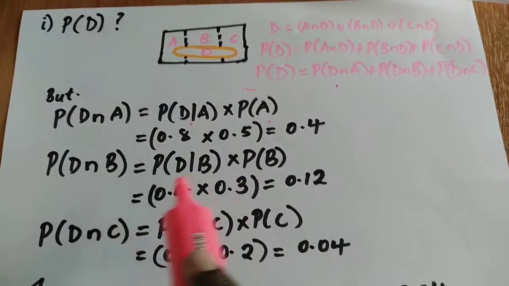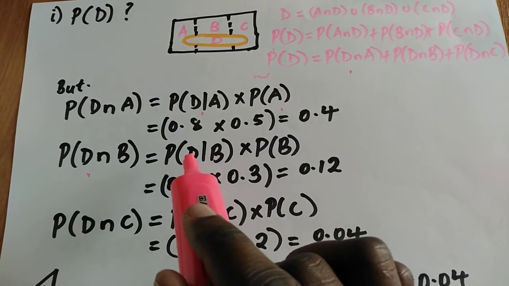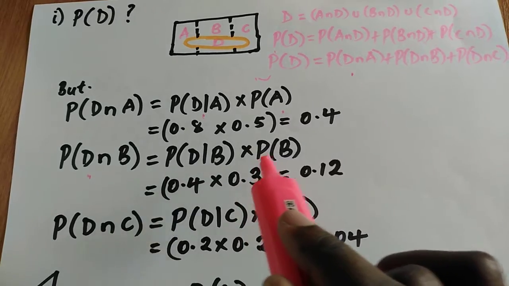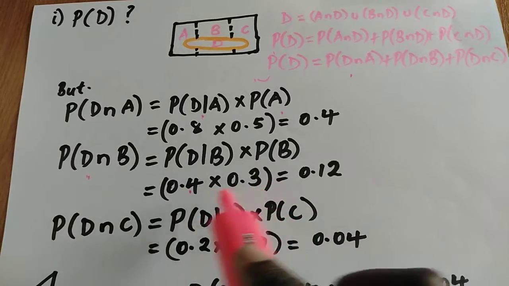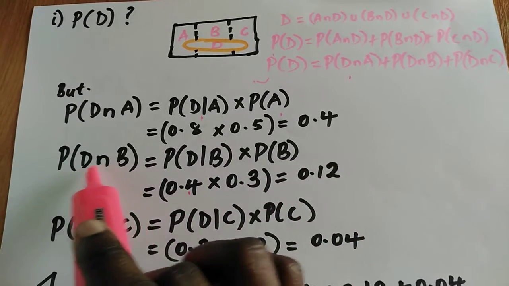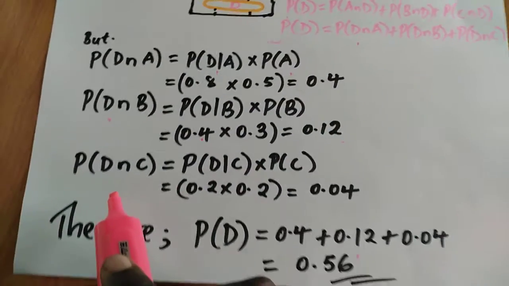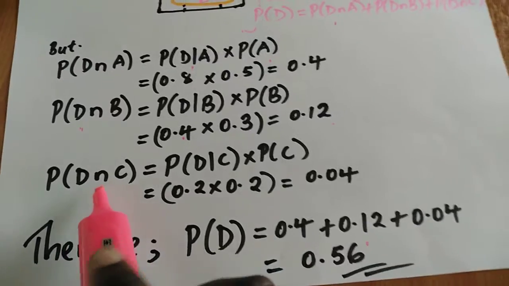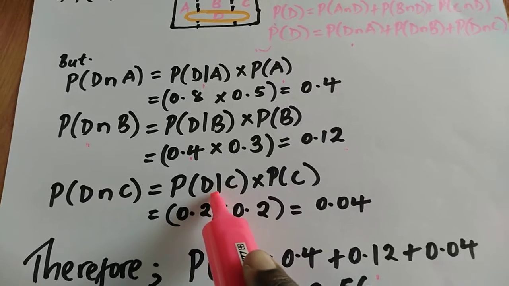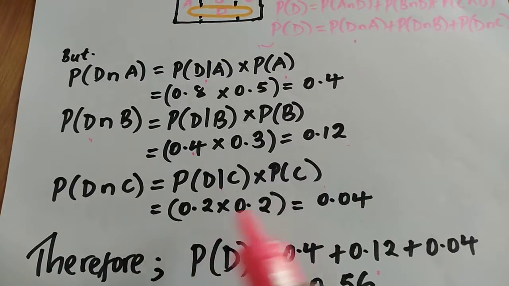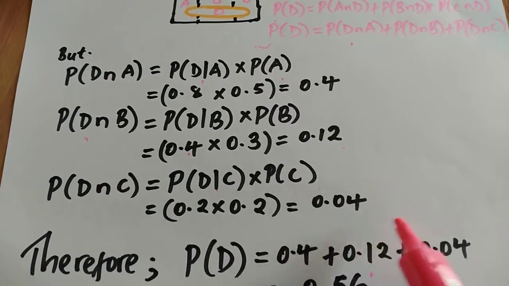The probability of D intersection B is given by the probability of chest pain in disease B multiplied by the probability of disease B. So this is 0.4 and this is 0.3. The product gives us 0.12. This probability is equivalent to this. The probability of D intersection C is equivalent to the probability of D given C multiplied by the probability of C. This is 0.2 and this is also 0.2. The product gives us 0.04.